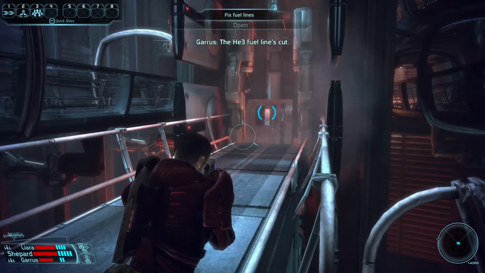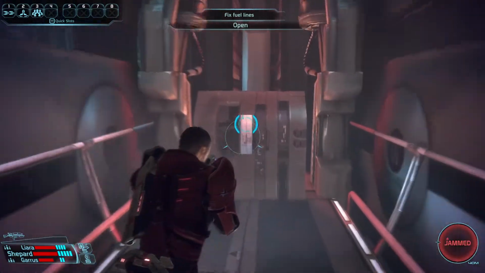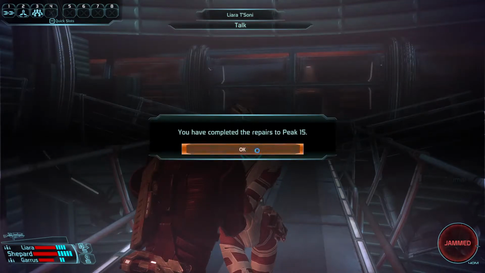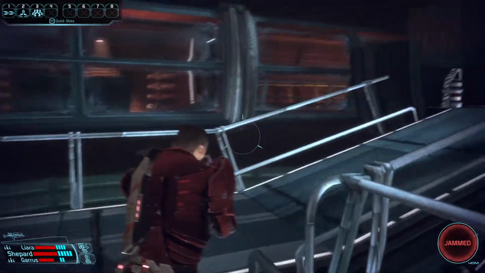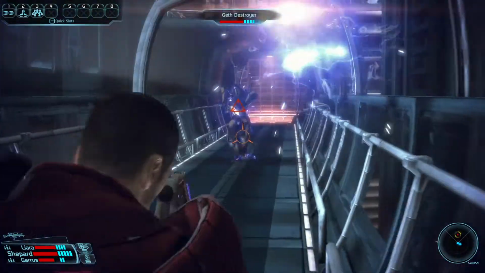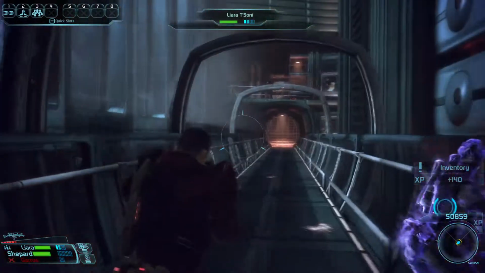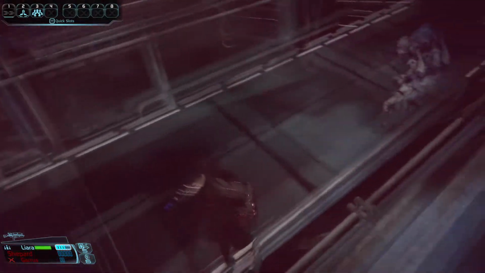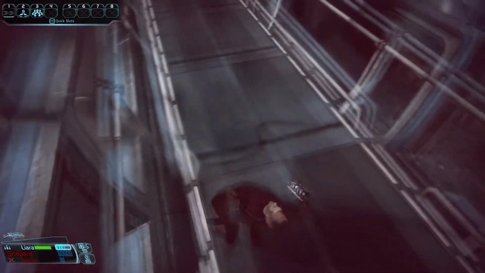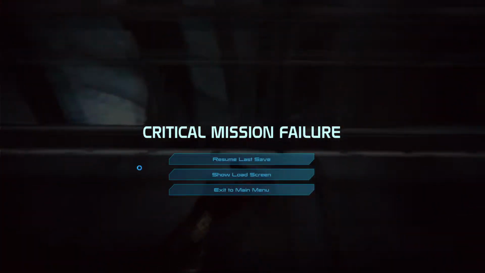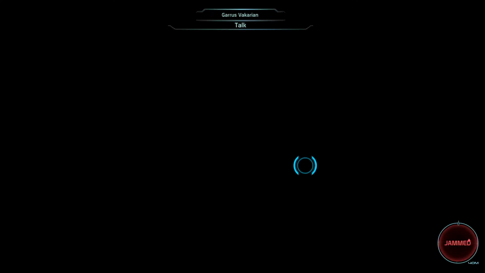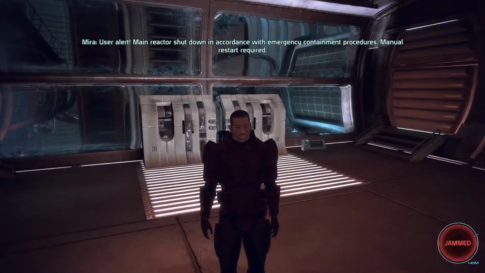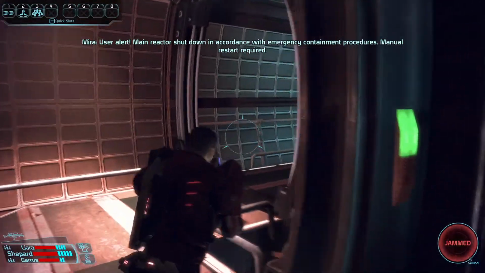The AG3 fuel line's cut. User alert. Main reactor shut down in accordance with emergency containment procedures. Take him out!